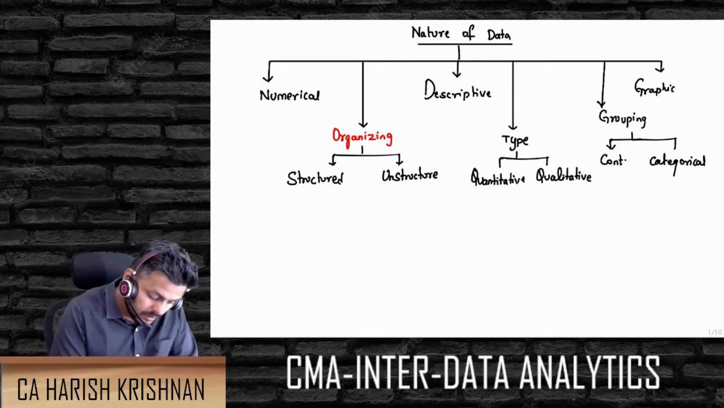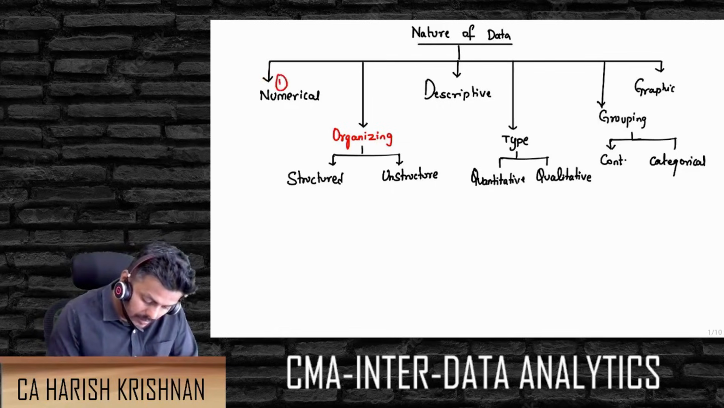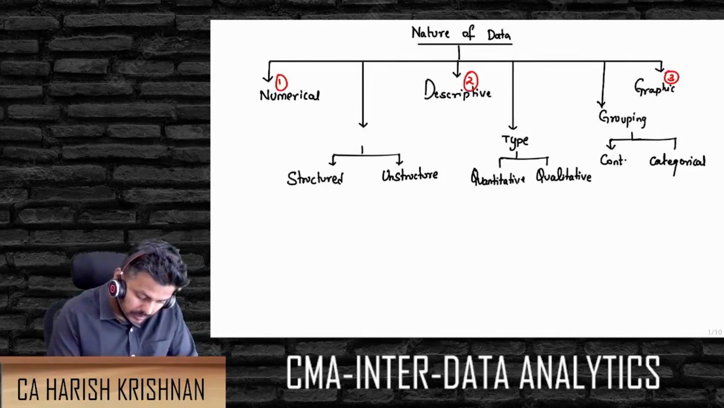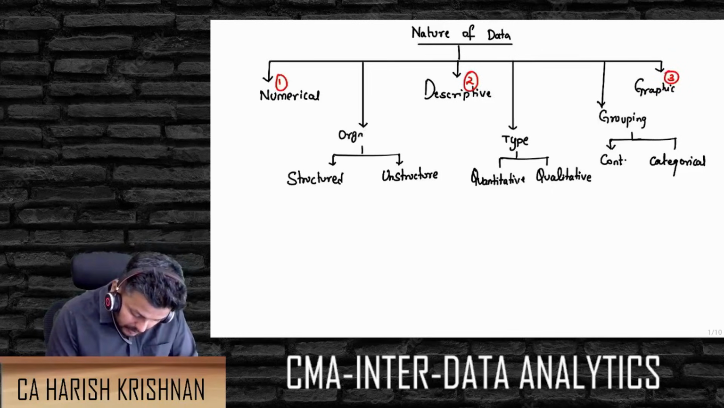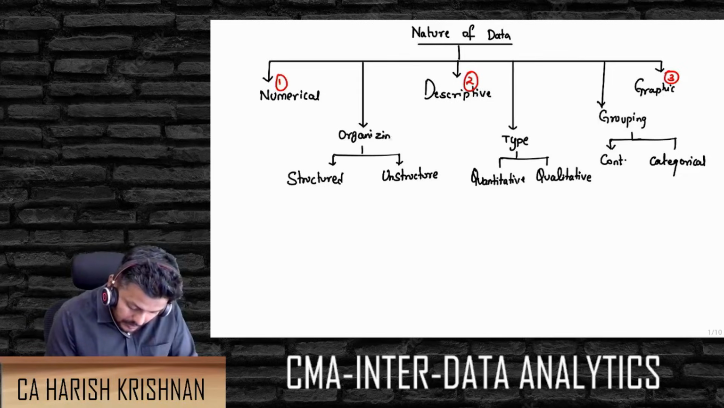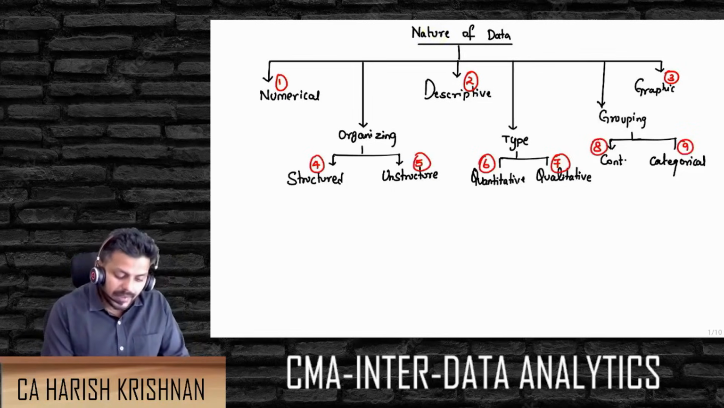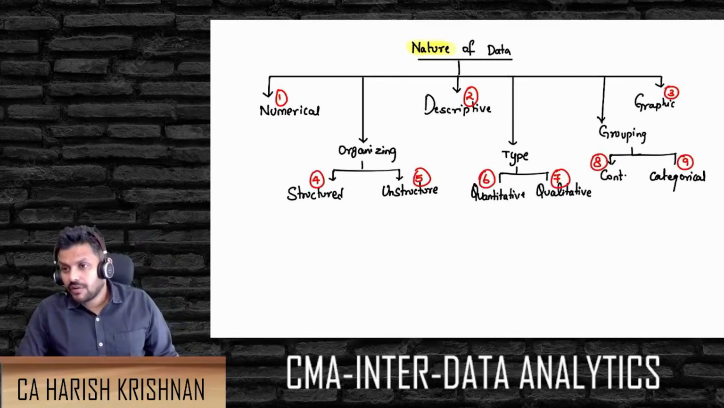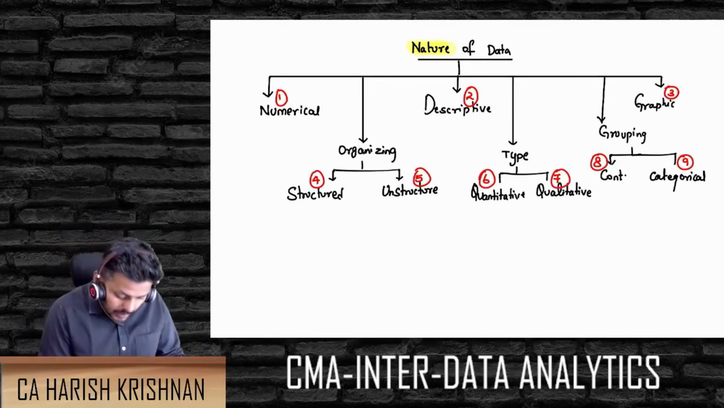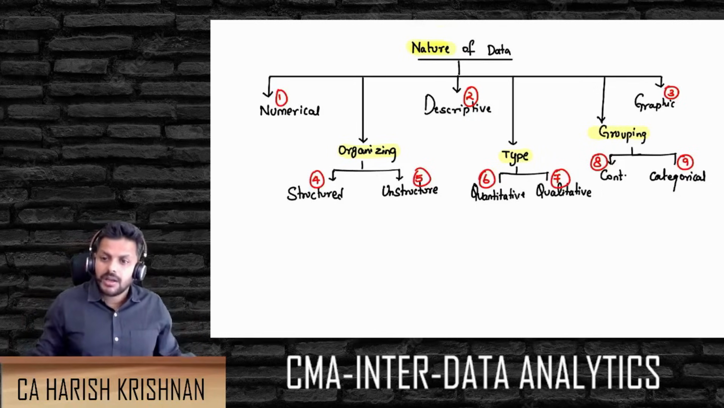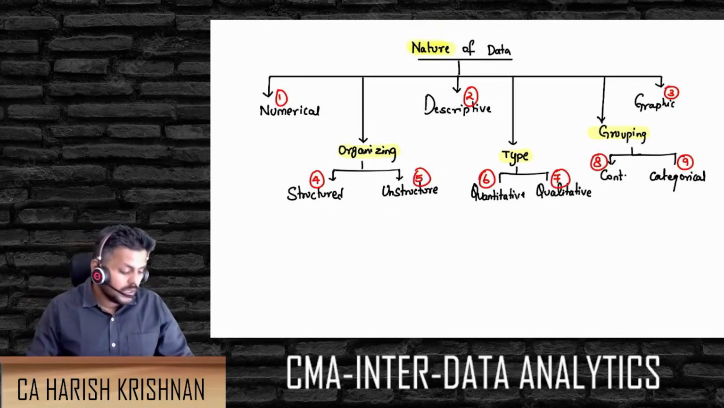Okay, one on numerical data, descriptive data, graphic data. This also based on organizing. We have 4 and 5, 6 and 7, 8 and 9, so these are the 9 points in the nature of data. So now, what is based on organizing, type and grouping, though they don't have segregations like that, we have segregated for your better understanding. Okay, so this is the story behind the nature of data.